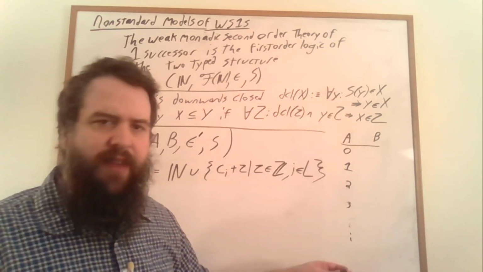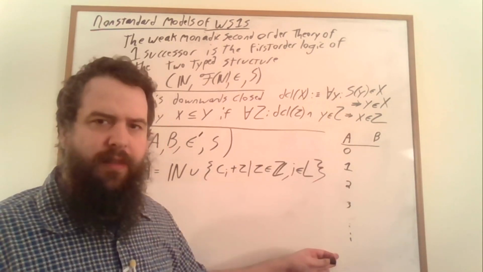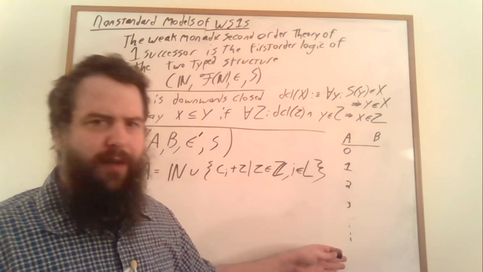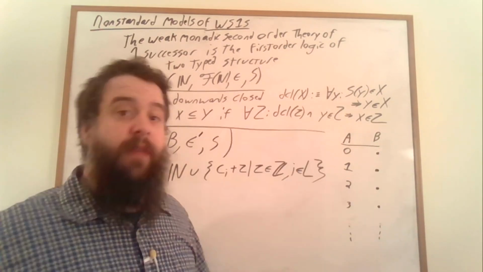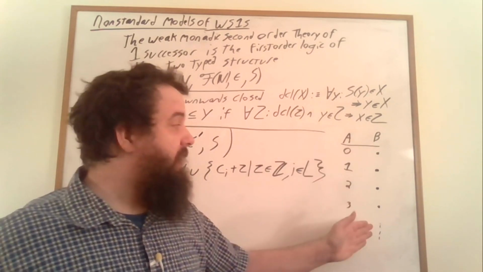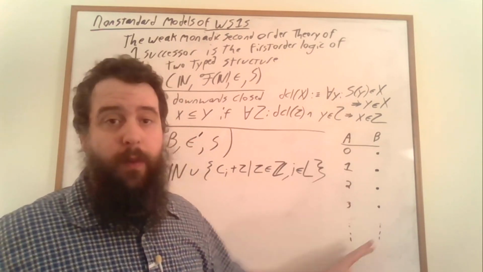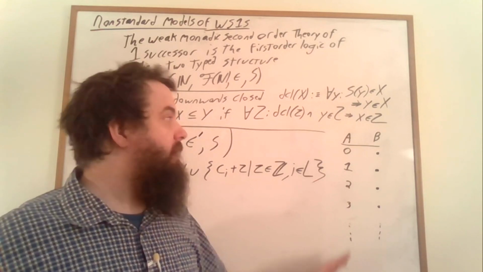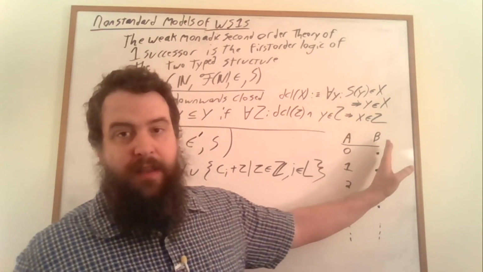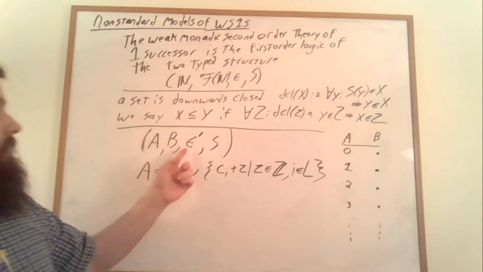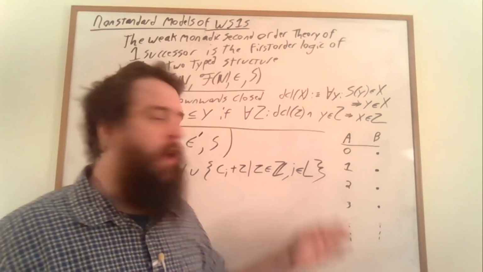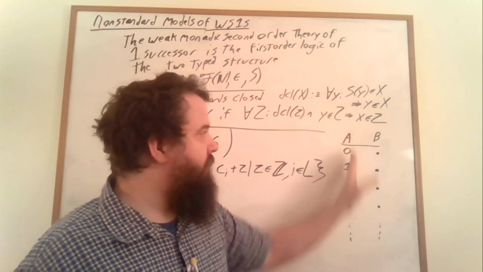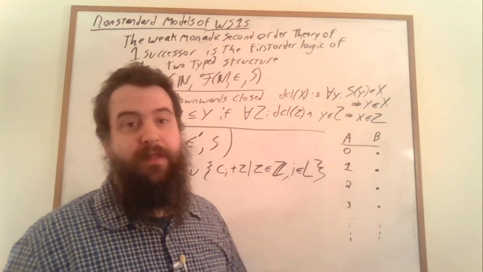I'm going to leave out the non-standard elements of A. They're there. I just want to leave them out on this diagram for clarity. The elements of B, I'm just going to indicate with dots. We haven't figured out what we want to call them yet. And the elements of A are going to be related to elements of B according to this relation here. So let me draw in some arrows representing potential relationships between elements of A and elements of B.